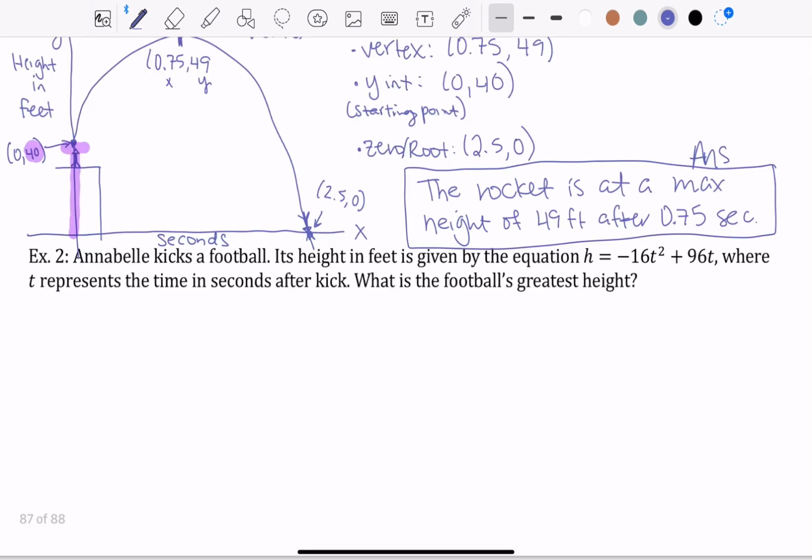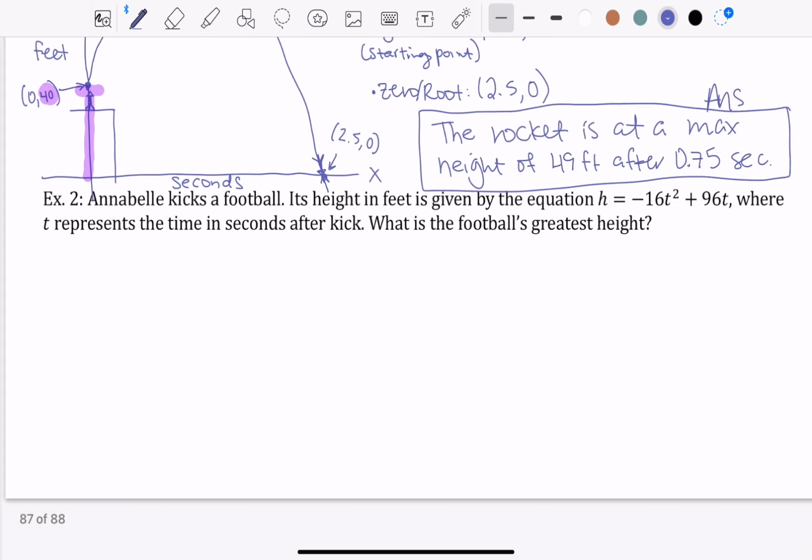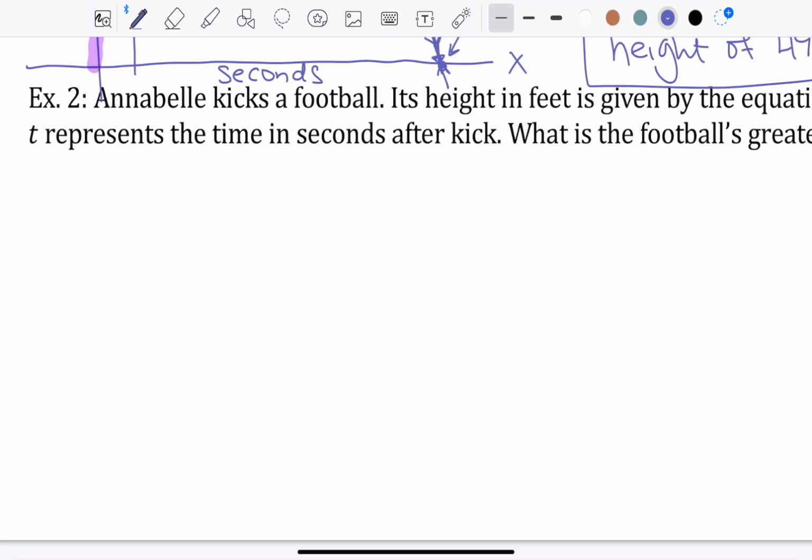Let's look at number 2, and then you can try some on the next page. Number 2 says, Annabelle kicks a football. Its height in feet is given by the equation, where t represents the time in seconds after the kick. What is the football's greatest height? This one does not specify that we're kicking off of a platform, so we are going to assume we're kicking off the ground. So I'm going to draw them a little.